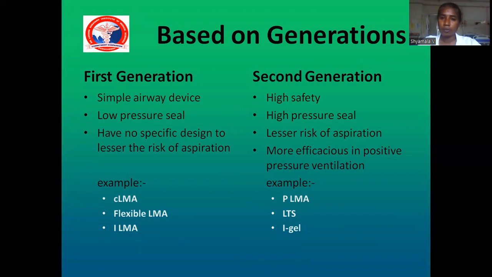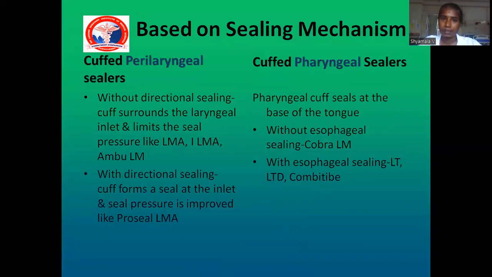Whereas in second generation, we can use the LMA even for a major case. We can paralyze the patient and give positive pressure ventilation. Here the main examples are ProSeal LMA, LTS and i-gel. We will see the pictures in the later slides.